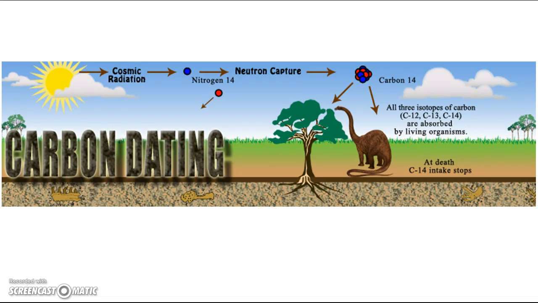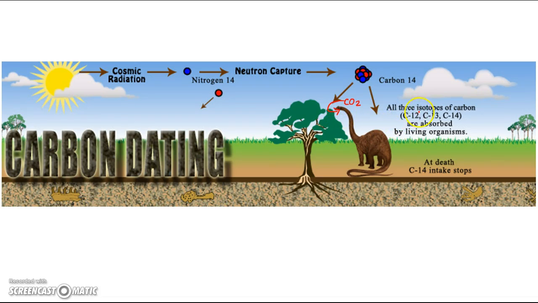Okay, so to date an actual fossil, a piece of a living organism, like a bone, for example, we're going to use carbon dating. And so you guys remember from our first unit, carbon is really important to living things. It makes up the backbone of most of the molecules that are in our body. So carbon enters our body as CO2, as carbon dioxide, okay? So this dinosaur, when it was alive, was breathing in carbon dioxide.